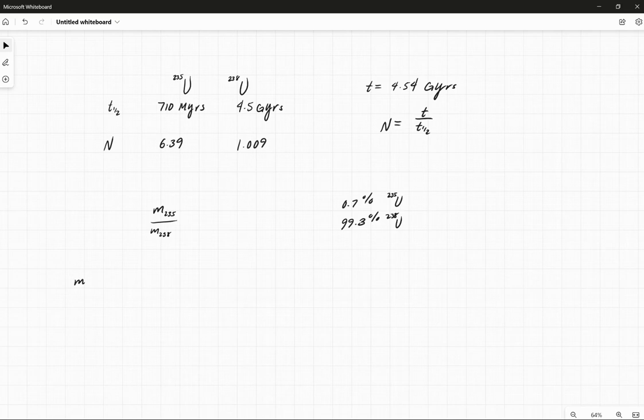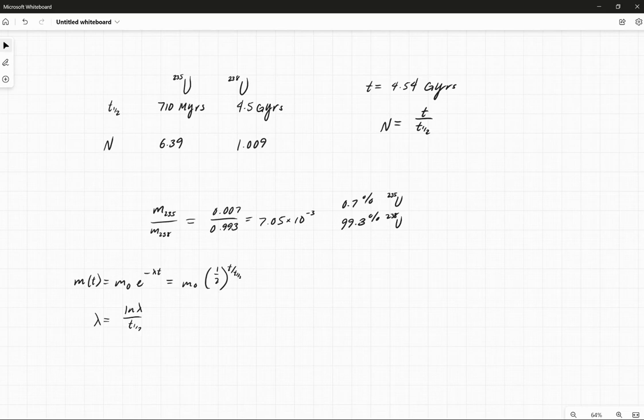We know the mass as a function of time is just some initial mass times e to the minus lambda t, where lambda is the natural log of 2 over the half-life. Another way of writing it is the initial mass times 1/2 to the power t over the half-life. So at the present day, this equals 0.007 over 0.993, which if we plug that number in, is about 7.05 times 10 to the negative third. That's the current-day abundance.